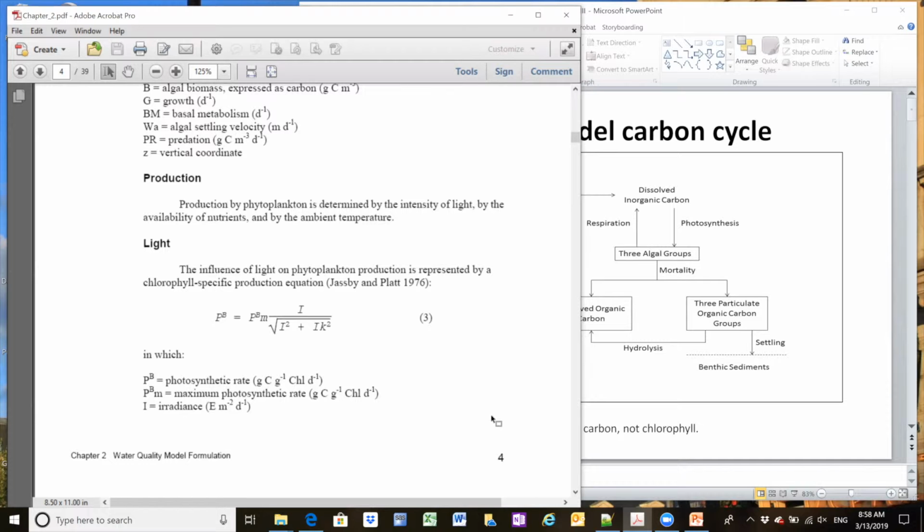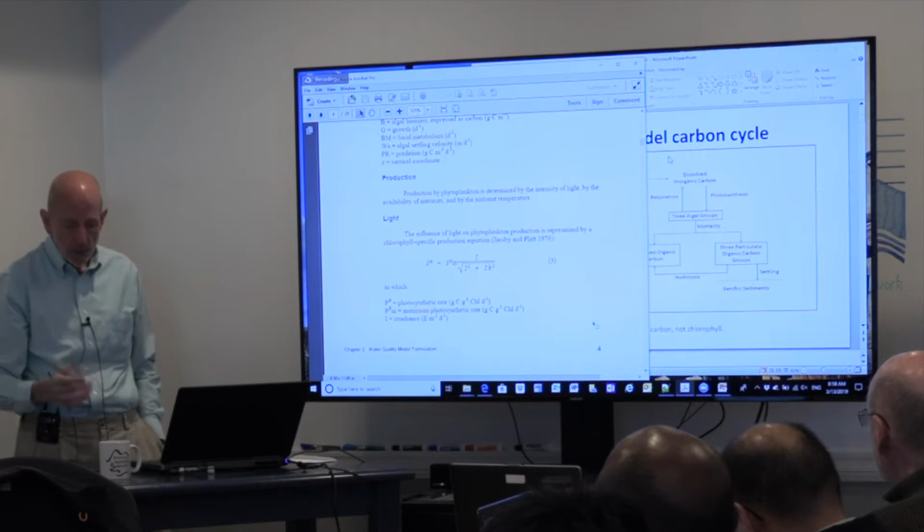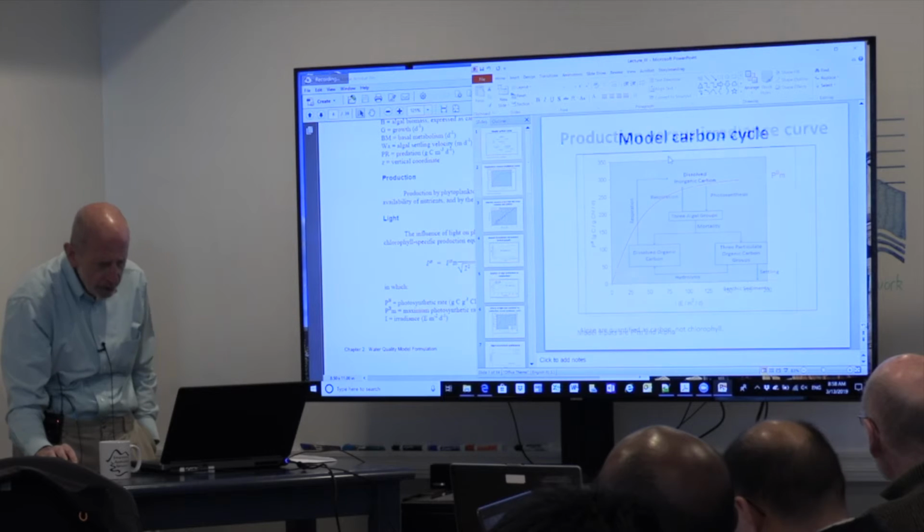And then what this effectively does is, I'll show you a plot of that in a moment, but this little thing over here is the influence of light. Okay, so I think I have that down here. Next slide, there you go.